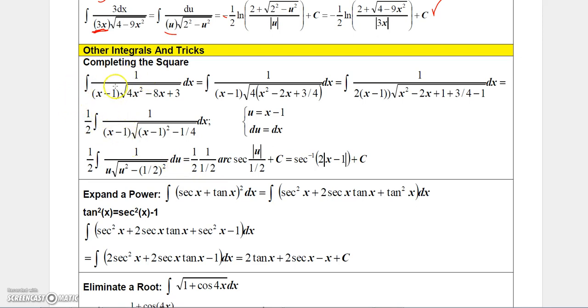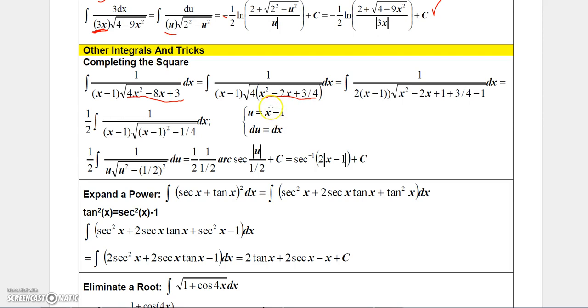Right here I have 1 over x minus 1 times this square root. And so what I'm going to do is try to get a perfect square in here. So I can actually factor a 4 out of this, and if I factor a 4 out of this, that'll give me 4 times x squared minus 2x plus 3/4.